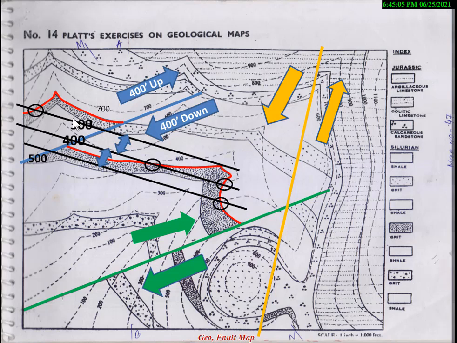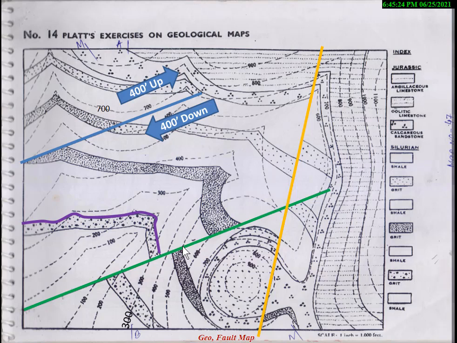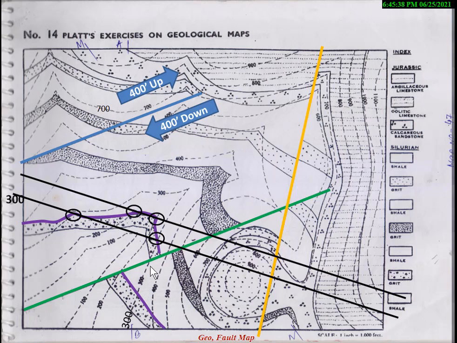Because this strike line should be 300, but we found here this is 700. So 400 is uplifted and this 400 is downward. Now we calculate throw along this fault line. Okay, we select this bearing line which appears on the right side here. At first we need to draw a strike line, but this strike line does not touch along the line. So again we have to follow this formula.